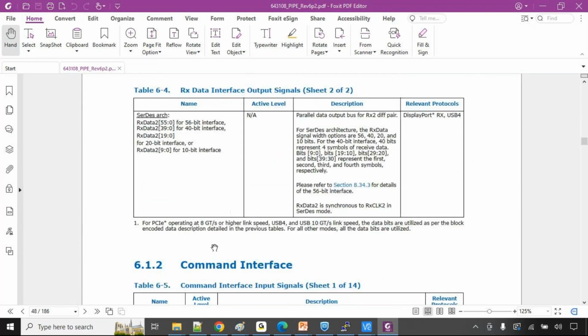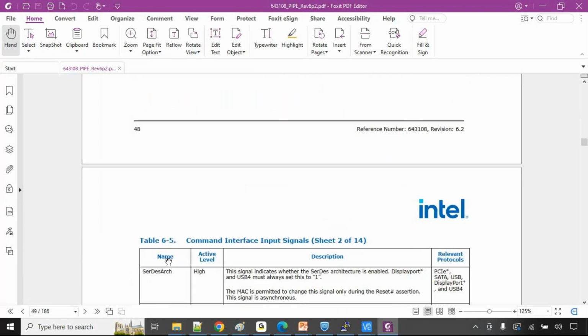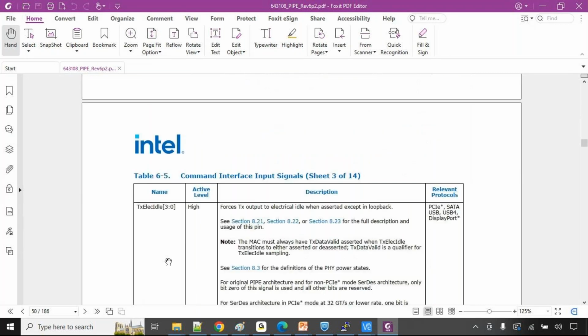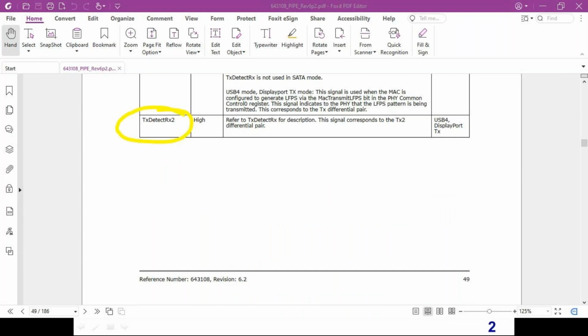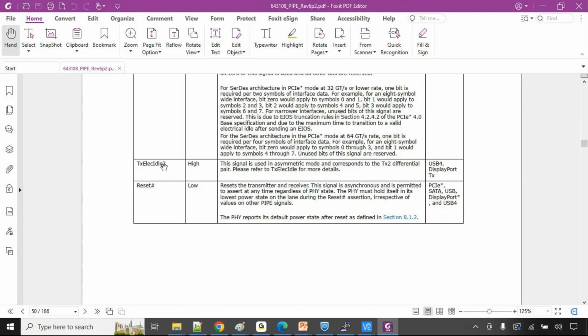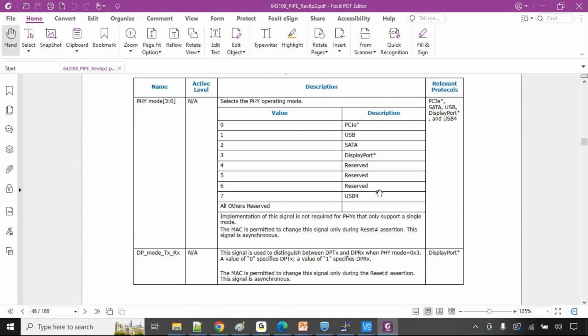Then there are some things like PHY mode, DP mode. There are various other signals. Right now, I'm not going to consider them because, as we require, we'll add those things. For now, we are going to keep the interface simple. If you want to add, we can add all these things. We can add electric idle because it is applicable to PCI Express also. We can add this, not applicable to PCI Express. Reset we can add. Power down we can add. So for now let's just define all of them. Whether to use them or not, let's decide later.